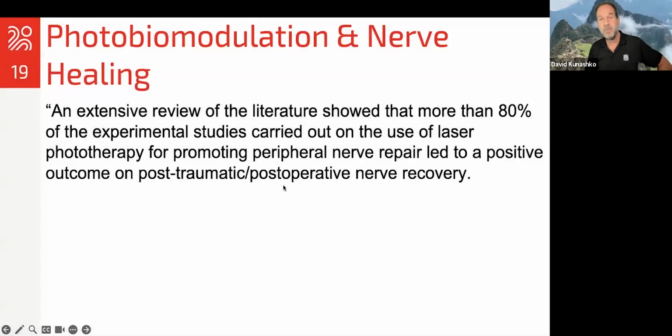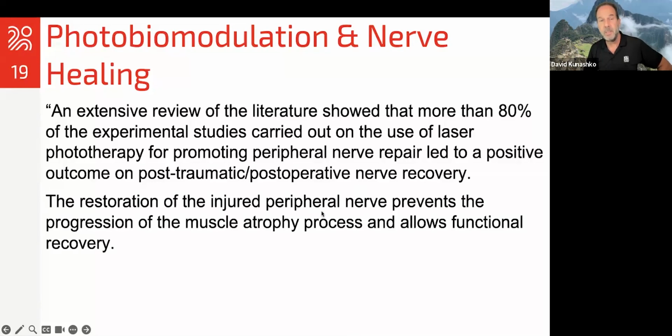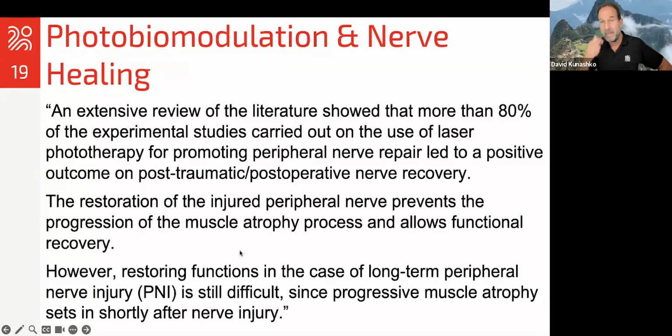In this particular paper, he was quoted as saying that there's been extensive research out there, and that 80% of experimental studies show that laser phototherapy can help promote peripheral nerve repair, with at least a positive outcome. He was also quoted as saying the restoration of the injured peripheral nerve prevents progression of the muscle atrophy process and allows functional recovery. However, restoring function in the case of long-term peripheral nerve injury is still difficult. So the name of the game here is to treat as quickly as possible and try to prevent any long-term damage.